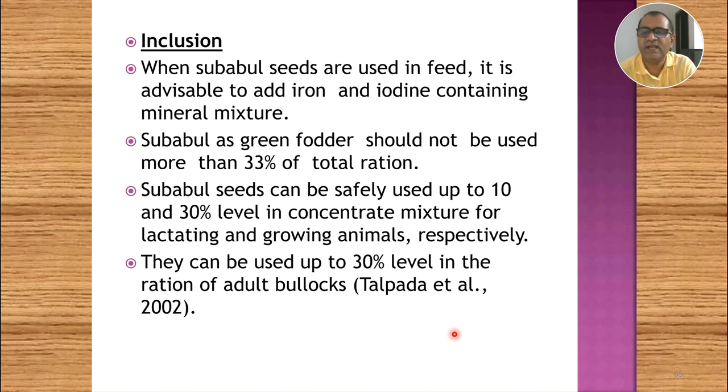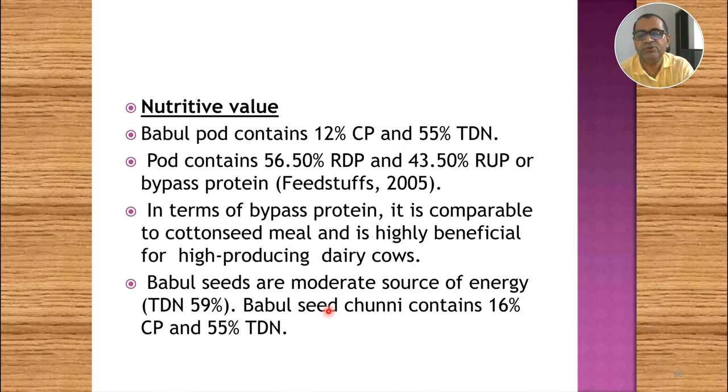So it can be included up to 33% of the total diet. Then subabul seeds are safely used up to 10 to 30% in concentrate mixture for lactating and growing cattle. They can be used up to 30% in the ration of the bullocks. So not more than 30% should be used. It also contains 12% CP and 55% TDN.